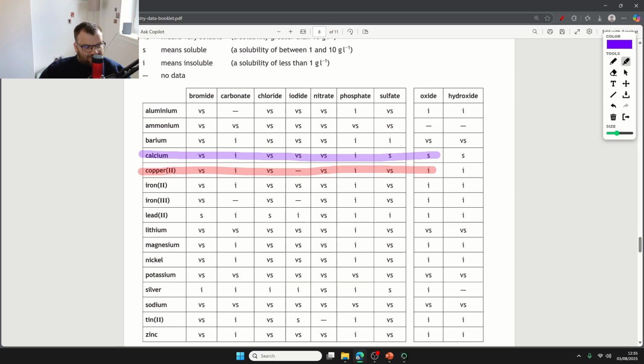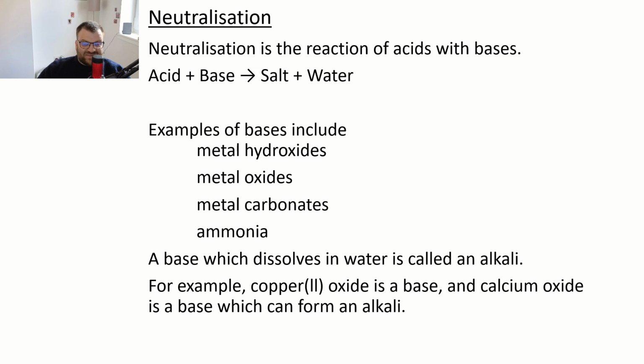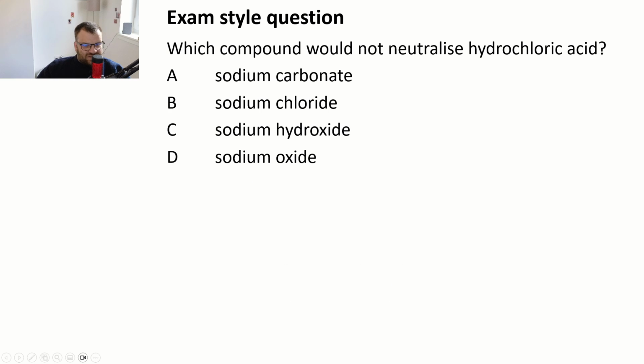Let's look at two examples of bases. We have calcium and copper oxides. Both of them are able to neutralize an acid. When we look at their solubility, calcium oxide is soluble. This means that calcium oxide is a base that can form an alkali. Copper oxide can only be described as a base.